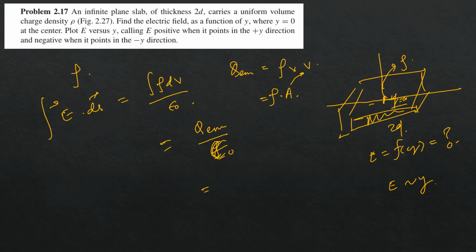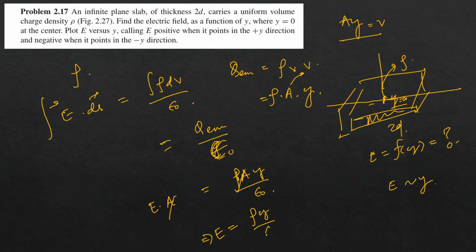So calling E positive in the positive y direction, negative in the negative y direction, what I can do here is multiply by y, which is actually the distance. So area into distance we know is actually volume here. Okay, so I put it here: rho A y by epsilon naught. So E dot ds is how much? E into A. So A got cancelled out. E is equal to rho y by epsilon naught.